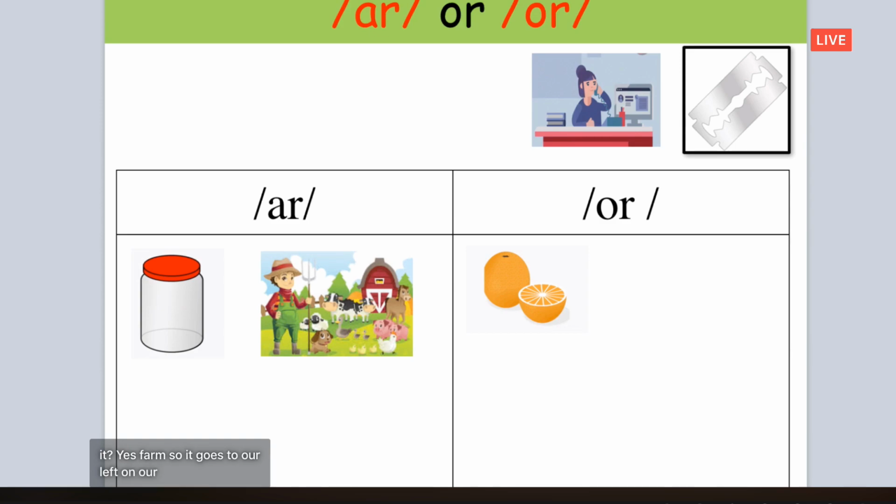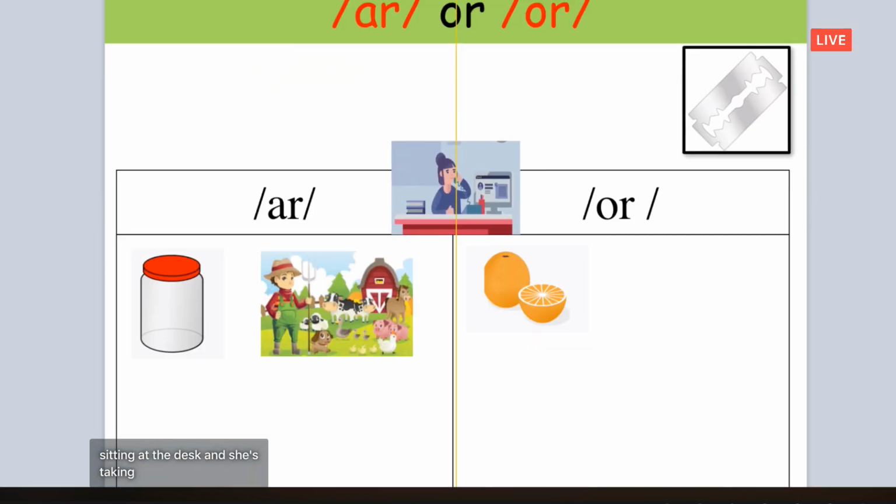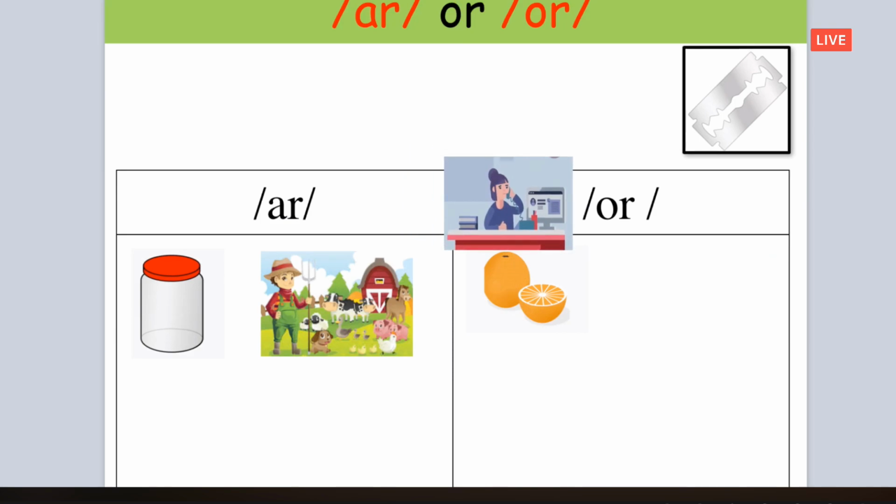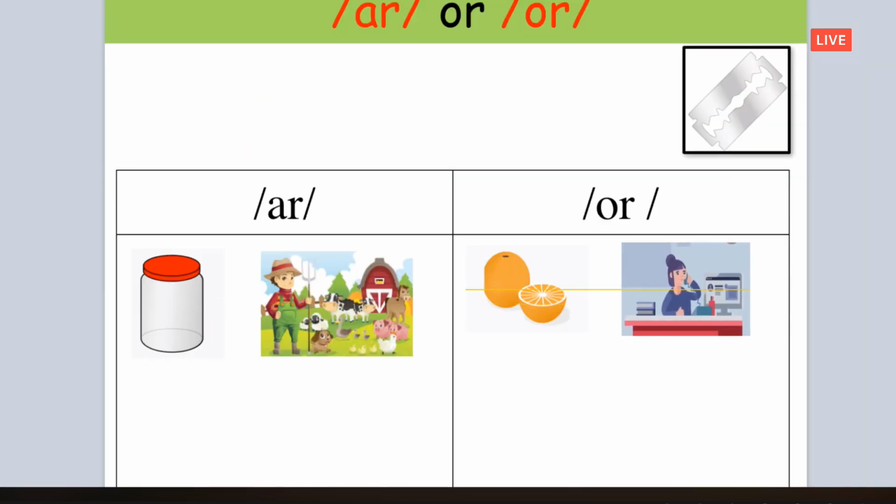Let's try it. This lady, she's at work. Yes, she's sitting at her desk and she's taking care of her job. So let's see. Work or wark? Yes, work. So it goes with our OR words. Very good. And just one more.